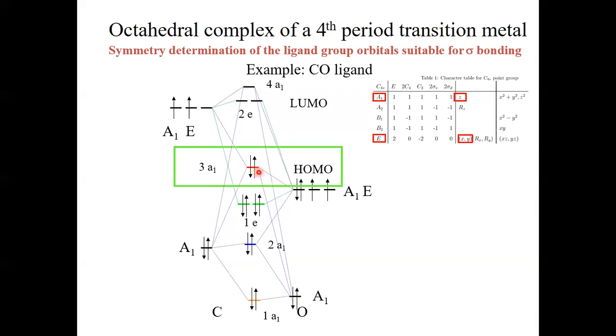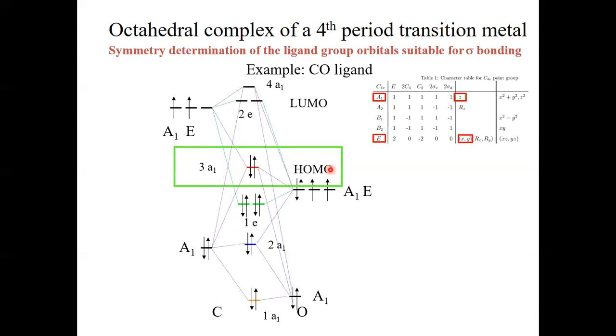So this molecular orbital here has been produced through sigma orbital overlap between the s orbitals and the 2pz orbitals. Therefore, we can conclude from this that this orbital has suitable symmetry to overlap with the frontier orbitals of the metal in sigma fashion. And we can select this highest occupied molecular orbital as the one suitable for sigma bonding. And we have now completed the first step.